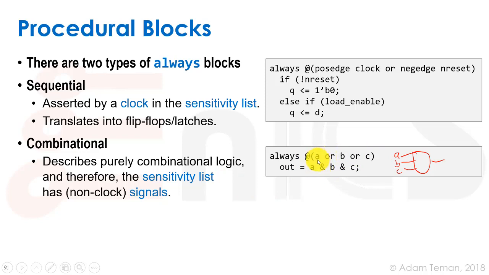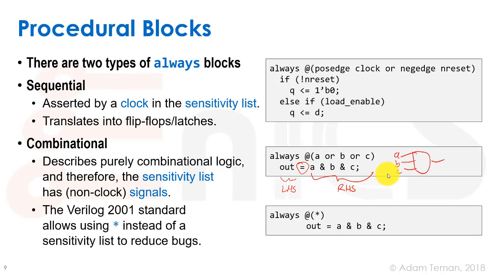Another thing that is very, very important is that everything on the right-hand side, which we call the RHS, the right-hand side of the equals, as opposed to the left-hand side, has to appear in the sensitivity list, otherwise we have to save state. So it's very important to pay attention to it. We'll see that when we discuss design styles or gotchas a bit later. Anything over here should appear over here in the sensitivity list.